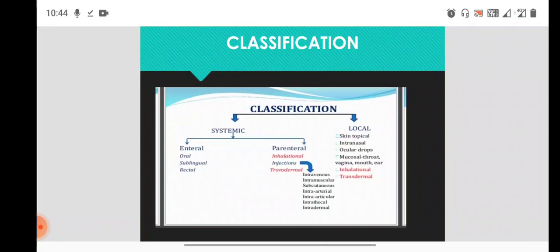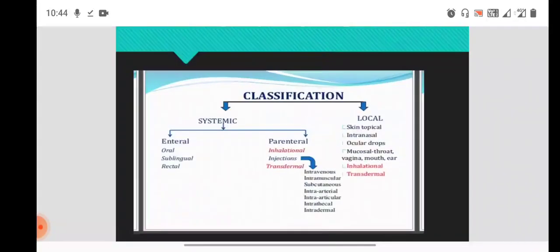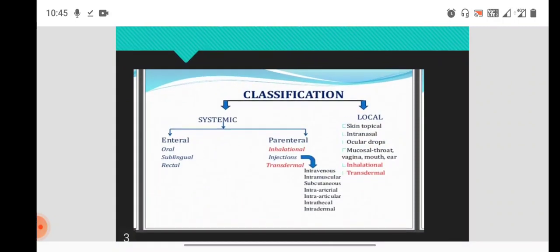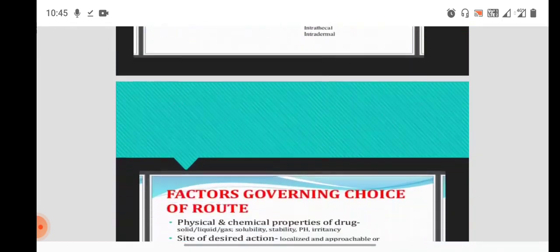In injections we have so many routes. The first one is intravenous, intramuscular, subcutaneous, intraarterial, intraarticular, intrathecal and intradermal. These are the different routes of injections. Next is local. In local we have topical skin ointments, eye drops, nasal drops like that. These are the routes of local administration. And the next one is inhalational and transdermal patches.